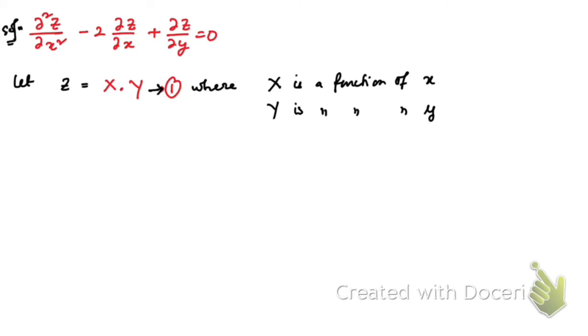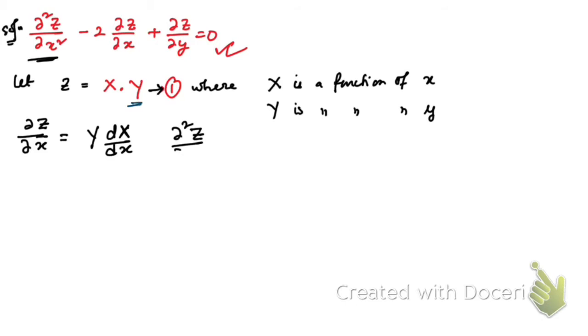Now let us differentiate partially. Let us differentiate z with respect to x, taking y as a constant. Then we're going to get the derivative of capital X with respect to small x. If you differentiate it again, you're going to have the second order derivative of z with respect to x, which is equal to the second order derivative of capital X with respect to small x, with y taken as constant.